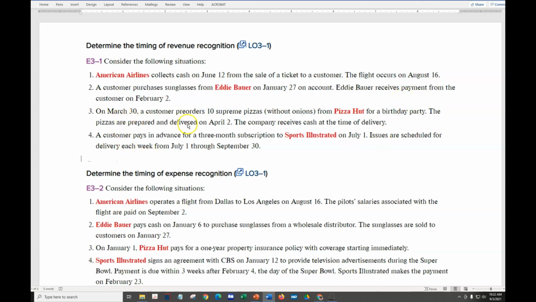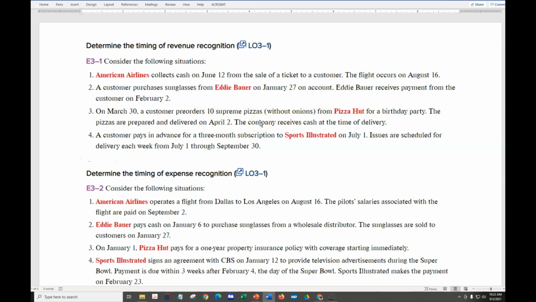The next one, on March 30th, a customer pre-orders 10 pizzas from Pizza Hut. They order those on March 30th, but they're prepared and delivered on April 2nd. The company receives cash at the time of delivery. This one's fairly simple because when they ordered it on March 30th, we haven't provided a good or a service. Pizza Hut hasn't provided anything. They simply took the order.